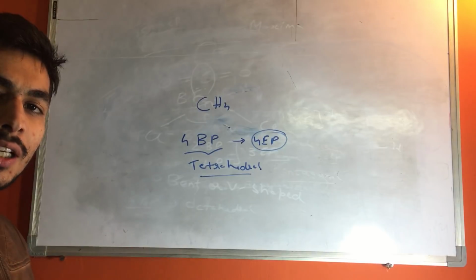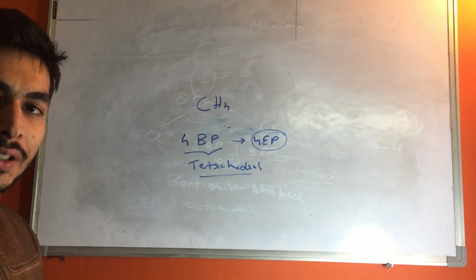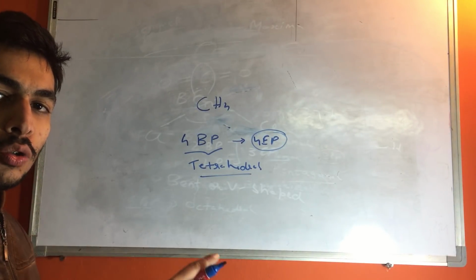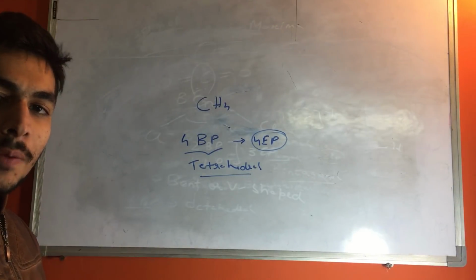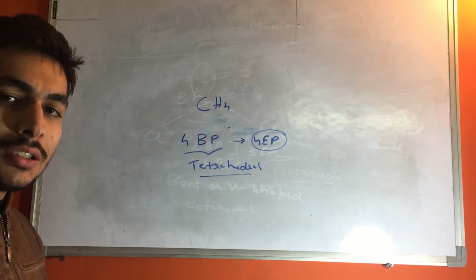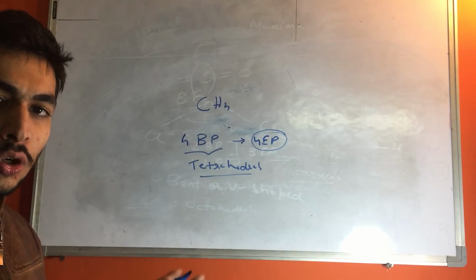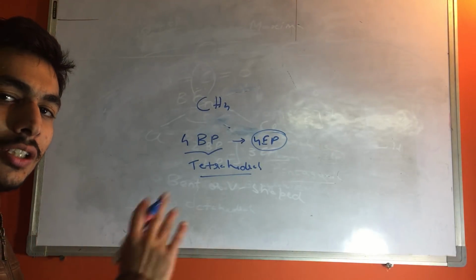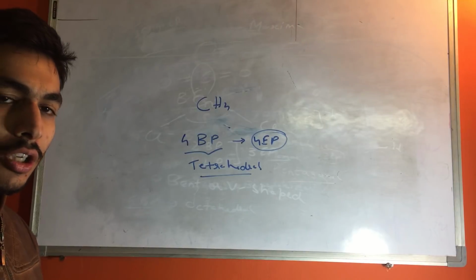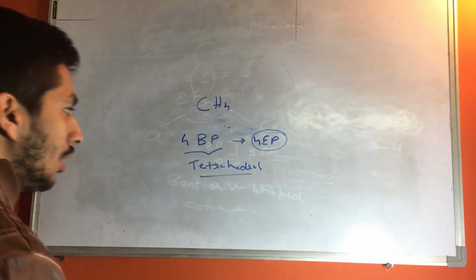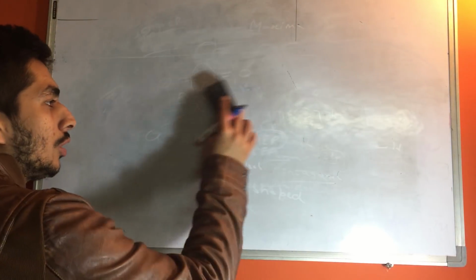Like in the case of BF3, it had 3 bond pairs and 0 lone pairs. So in that particular case also, the molecular geometry and the shape were similar. But as soon as a lone pair is introduced, the shape is distorted, and the molecular geometry is different and the shape is different for a compound. Okay. Now let's talk about ammonia.